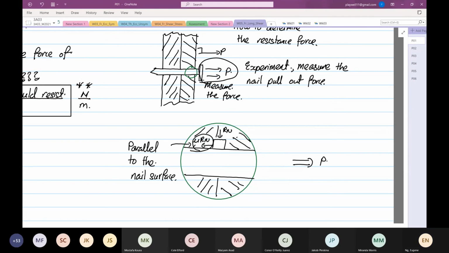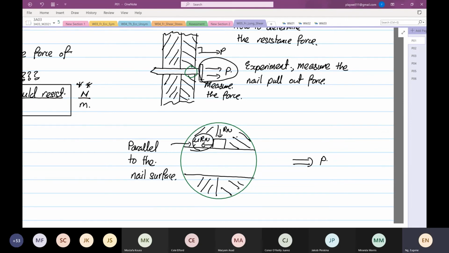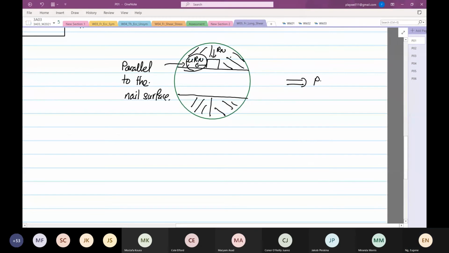Question. Is friction a function of contact area? The answer is no. Okay, watch this. Up to a certain critical length.